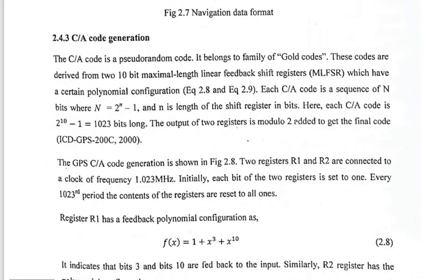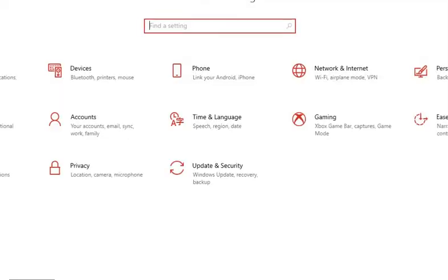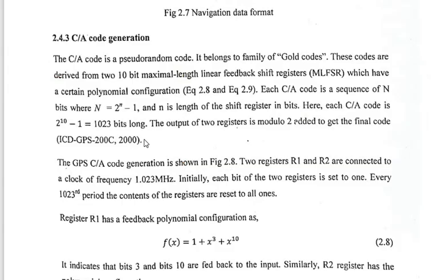So this is how the C/A code's length is determined. That is how you calculate the bit size of your C/A code, how many bits long it is. 2 to the power of 10 minus 1, 1023 bits long. Now this GPS code generation can be seen in the figure I have given over here.